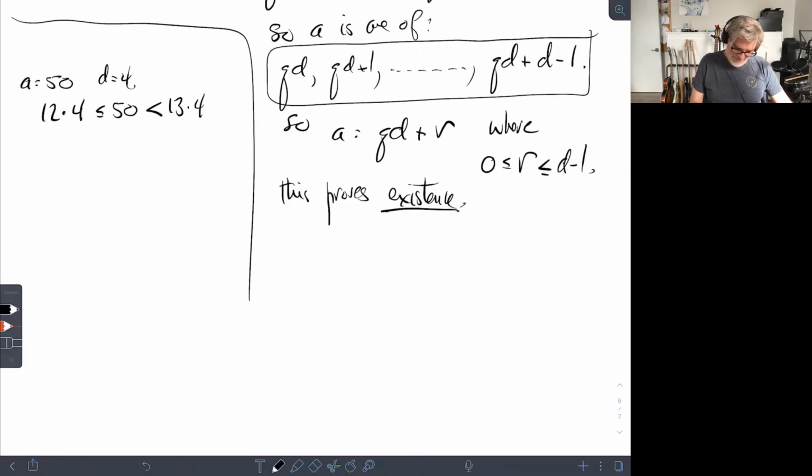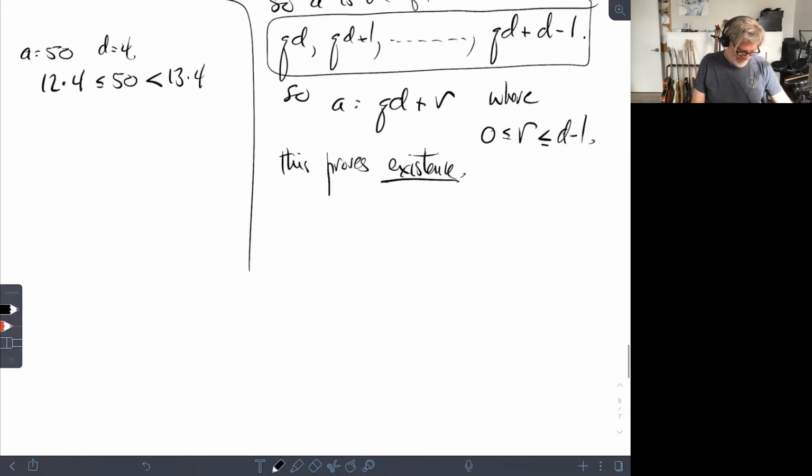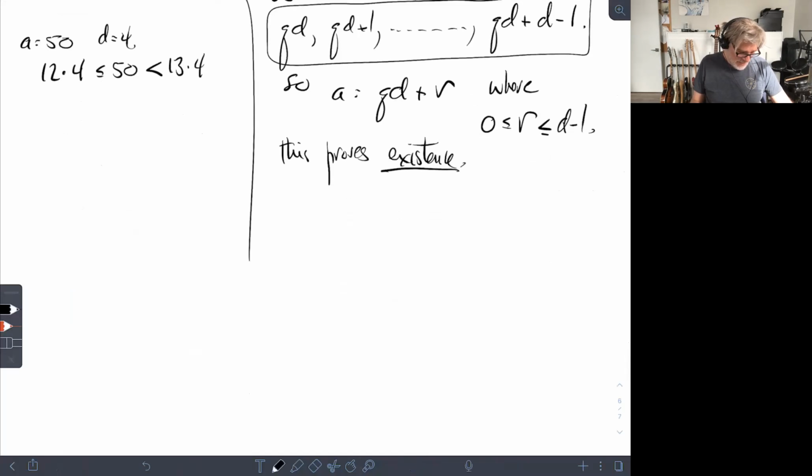Okay, we've got existence. Uniqueness now. I'm sorry to keep you waiting. How do I prove uniqueness? How do you prove that they are the only ones? What you're going to do is suppose that there's another one and show it's actually the same. So here's how you prove this.